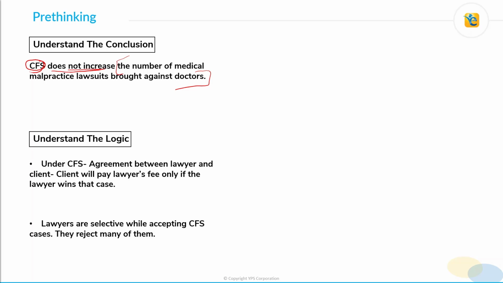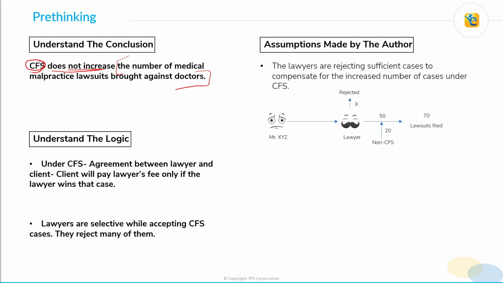We have already understood the logic that under CFS there's an agreement that the client will pay the lawyer's fee only if the lawyer wins that case, and the lawyers are actually selective while accepting CFS cases, right? Now, what is the assumption made by the author? In order to find the flaw, we need to find the assumption. So the assumption made by the author here is that the lawyers are rejecting sufficient cases to compensate for the increased number of cases under CFS, right?